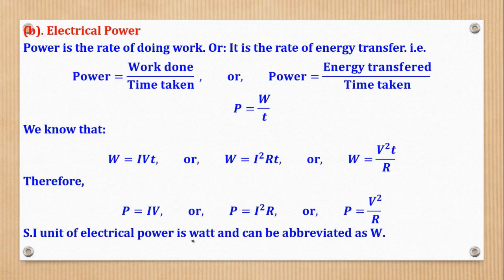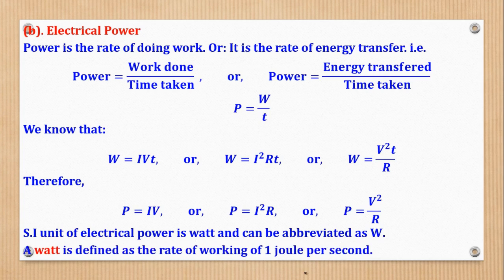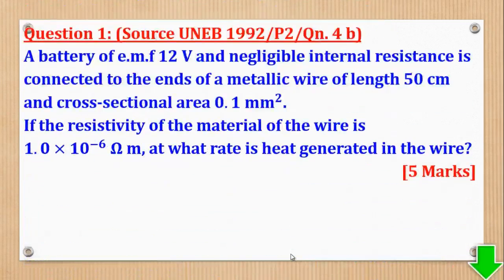The SI unit of power is watt, abbreviated as capital W. Remember, the word begins with small w, and the SI unit is capital W. Now, by definition, a watt is the rate of working of 1 joule per second. So with those, we shall go through the questions.